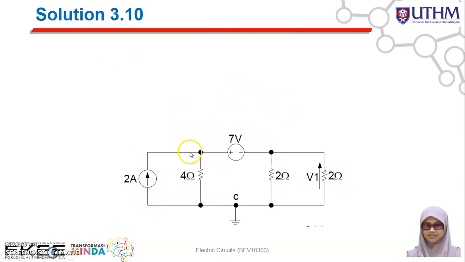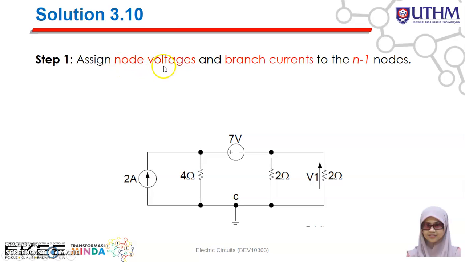First, you need to assign the node voltages and branch currents to the n-1 nodes. In this case we have 1 node, 2 node, and 3 node, so 3 minus 1 is 2. So here you have VA and VB. And then after that you assign the branch currents to each of the nodes. So here I have I1, here is I2, here is I3 and here is I4. I didn't assign current to the two nodes in the supernode because we consider them as a supernode.